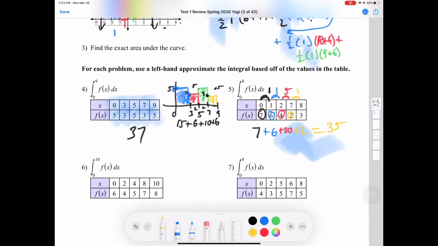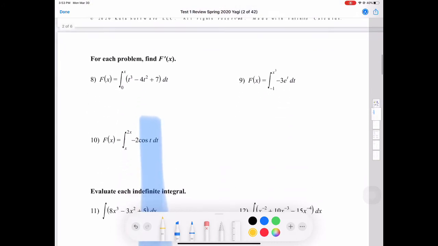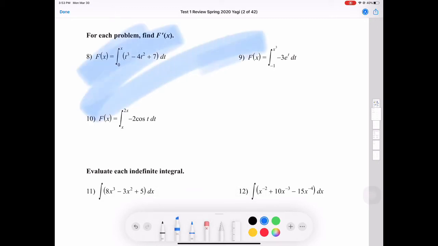Go ahead and try the other ones. Hopefully that was helpful. Now, we want to go through the integrals. The rule here, the fundamental theorem of calculus, is that if I take the derivative of an integral, they should cancel each other out. I'm not quite sure if Mr. Bryan went over this, so I'm going to skip this for now. You guys let me know.